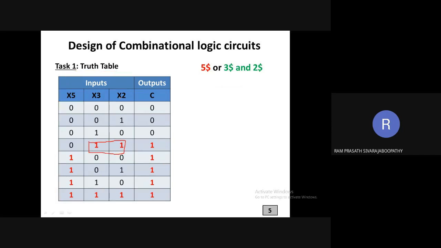Here we have x3 and x2, both are there. Here we have only x5. Here also only x5. Here also only x5. See, here there is no $3 and $2 at the same time. In the last case we have both of these. Is it clear how I marked the 1 as the output? I have to give 5 rupees as an input to my system. It may be either $5 or the combination of $3 and $2. Is there any doubt with this truth table? Kindly type it in the chat.